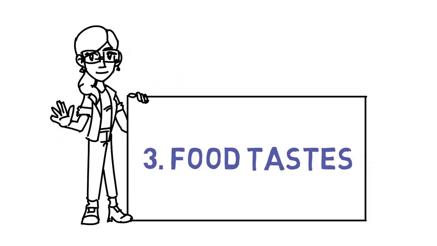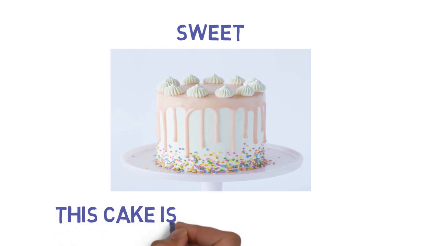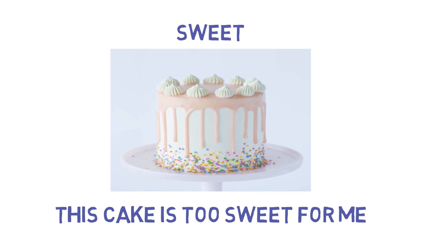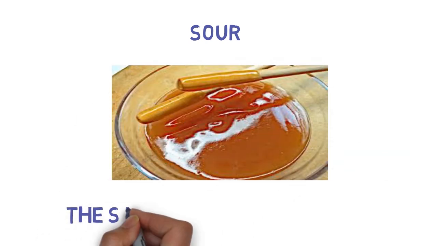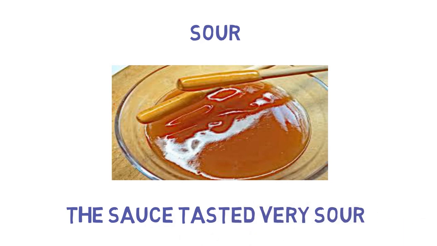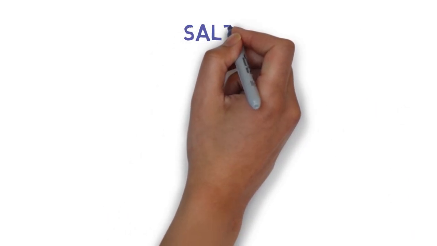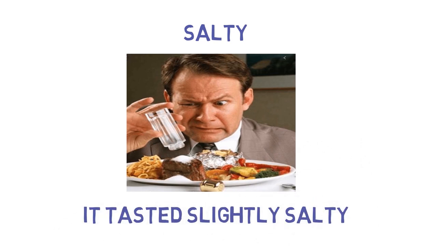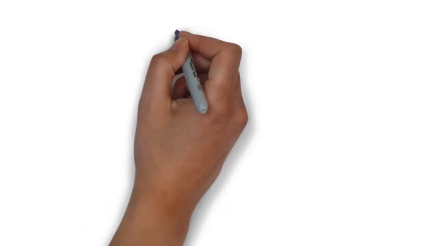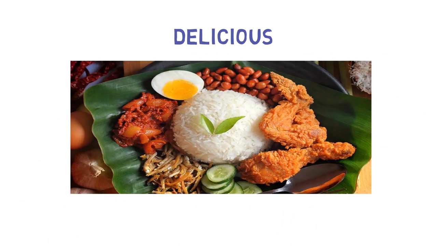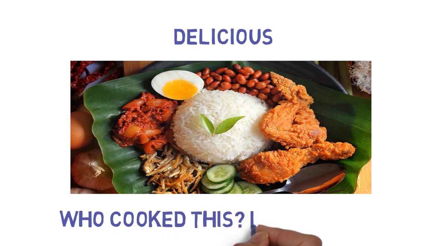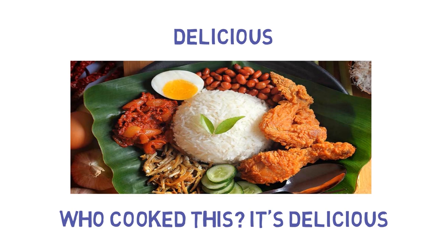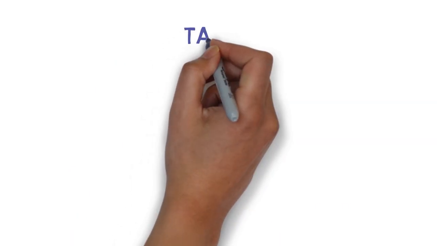3. Food tastes. Sweet. This cake is too sweet for me. Sour. The sauce tasted very sour. Salty. It tasted slightly salty. Delicious. Who cooked this? It's really delicious. Tasty.